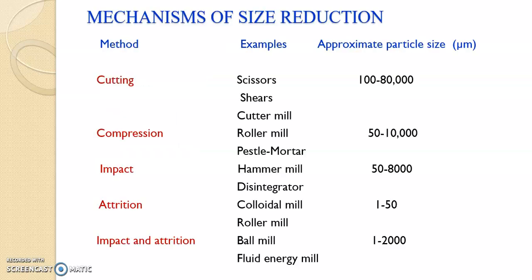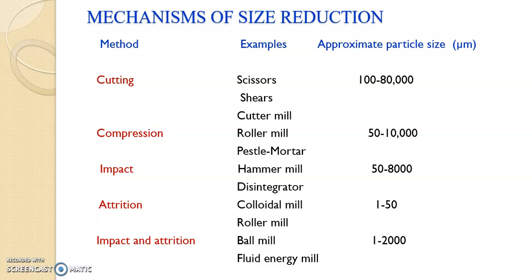So coming to the next part, that is the mechanism of size reduction. We have different mechanisms of size reduction, like cutting, compression, impact, attrition, and we have a combination of mechanisms wherein certain mills are using it, like impact and attrition. So one or a combination of one or two mechanisms the mills will be using for the size reduction process.